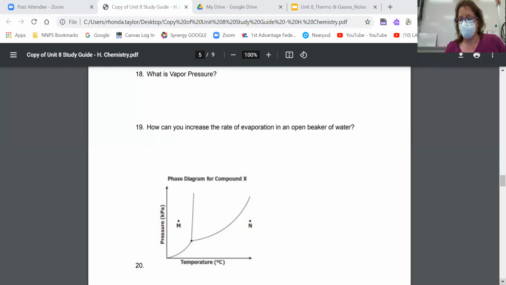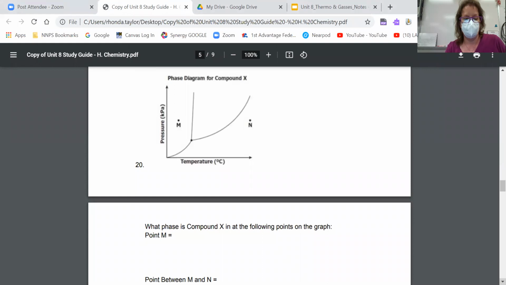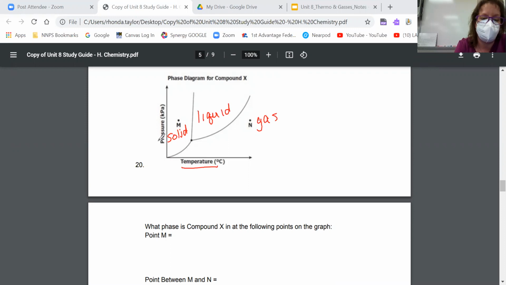All right, number 20, we're looking at a phase diagram. I'm going to label this first. This is one that's in the notes as well. We're looking at M over here. This is your solid. When you're here, it's a liquid. Over here is a gas, and you can see you've got temperature on the x-axis and pressure.